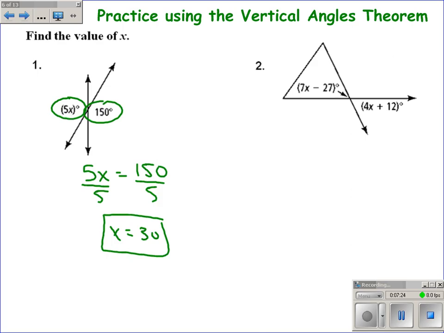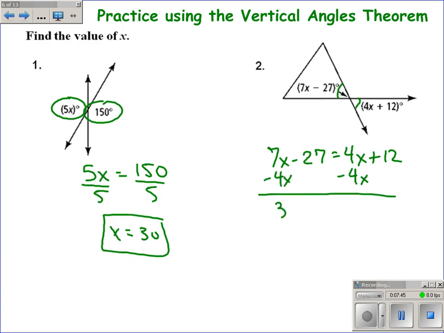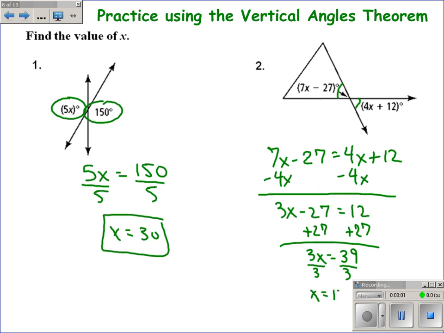Okay, and this one, a little more complicated, but keep in mind that these are still vertical angles, and so they are congruent by the vertical angles theorem. So 7x minus 27 is equal to 4x plus 12. The way I'll solve this is by subtracting 4x from both sides. 3x minus 27 is equal to 12. I will add 27 to both sides. 3x is equal to 39. And then I'll divide both sides by 3, and x is equal to 13.